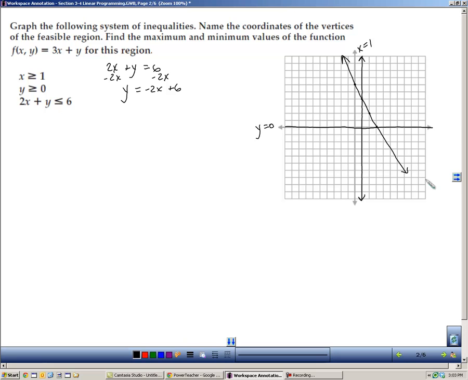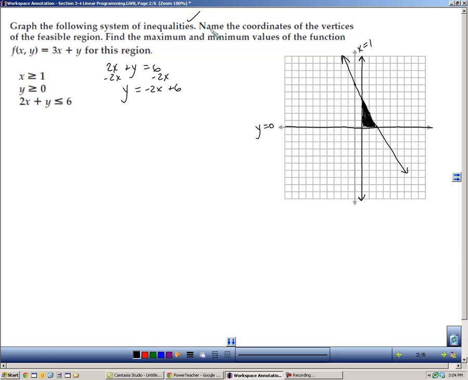And then you can see if I plug in (0, 0), 0 plus 0 is 0, and that's less than 6. So (0, 0) is on the good side. So I'm going to shade below that line. Now I'm above the y equals 0 line, I'm below the one that I just graphed, and I'm to the right of the x equals 1. So this dark area that I've created, this triangle, that's my feasible region. So that's kind of the shape that we're looking at to do linear programming with.